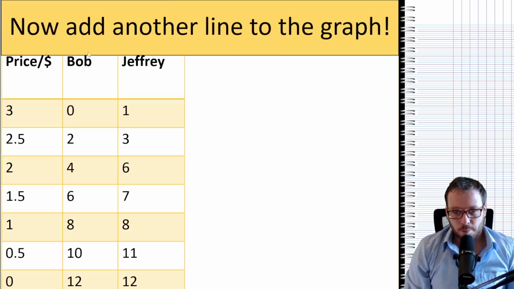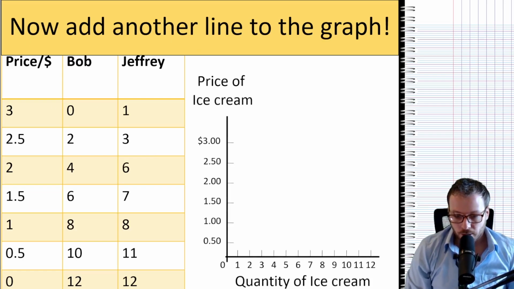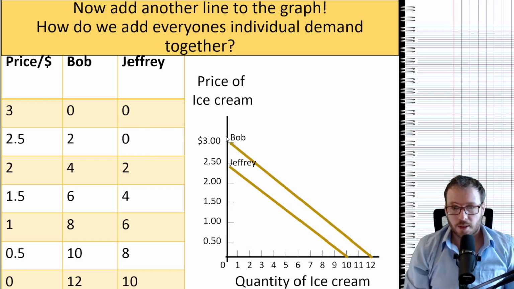Now, we had Bob's line, but we need Jeffrey's as well. If we add Bob and Jeffrey's together, that's going to give us the total demand for the market. We can plot them next to each other first. You can plot that on your graph if you wish. Pause the video. Now, if we plot both of these on the graph, we can see that Jeffrey's consumption is lower than Bob's across the scale.